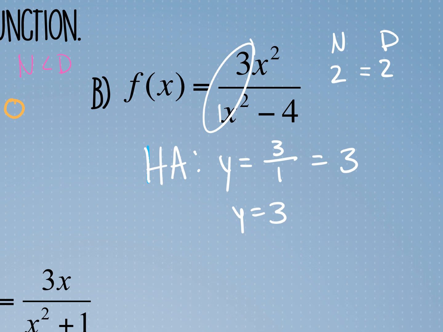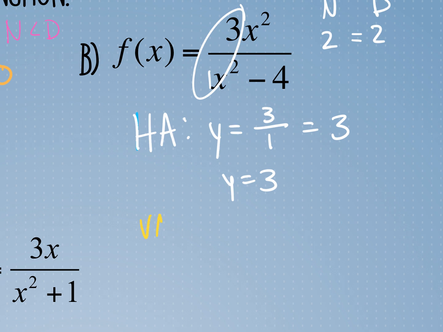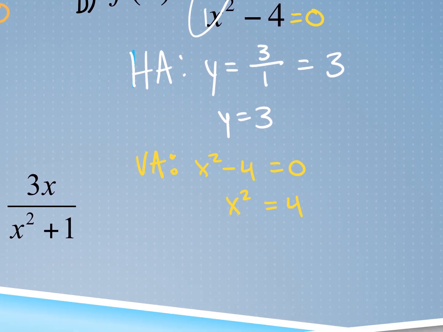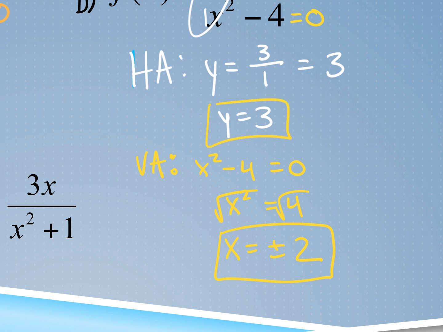How do I find my vertical asymptote? Set the denominator equal to 0. So I have x squared minus 4 is equal to 0. We add 4 to both sides, so x squared is equal to 4. And then what do I do? Take the square root. So what is x equal to? Plus or minus 2. So those are my 2 vertical asymptotes. Any questions here?